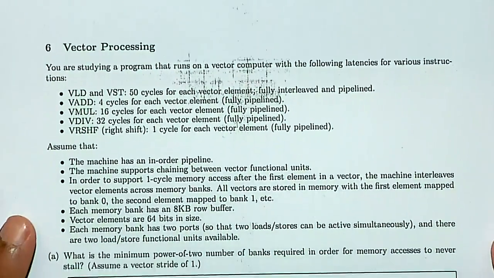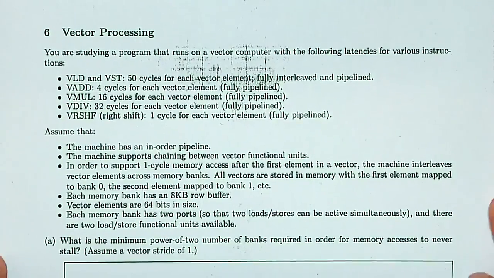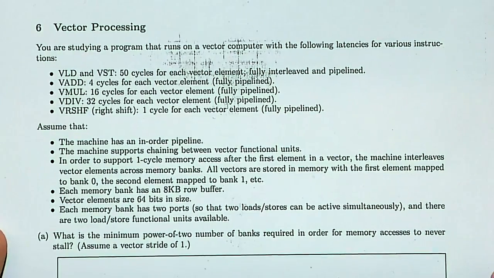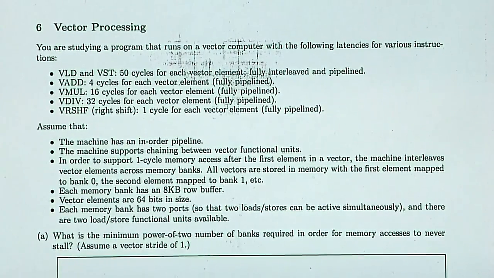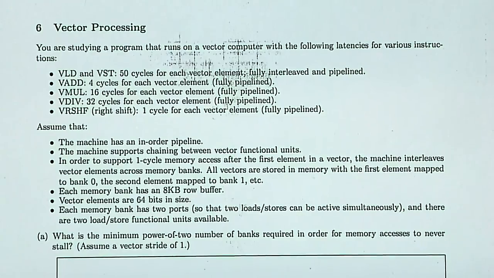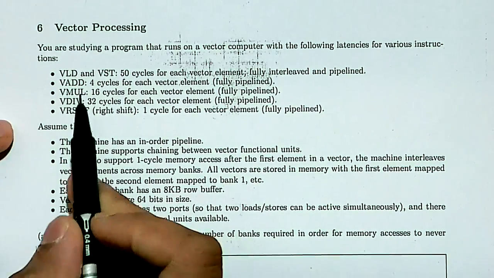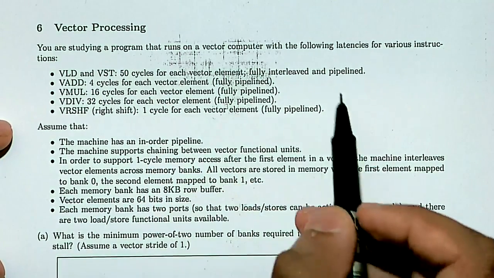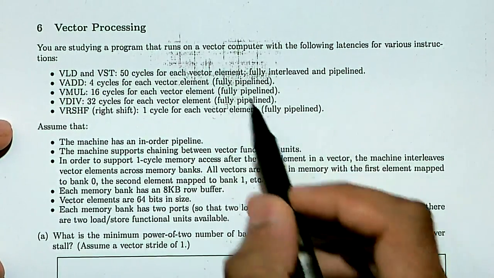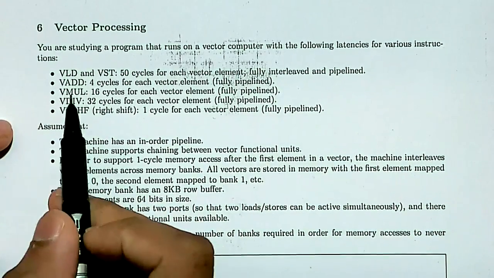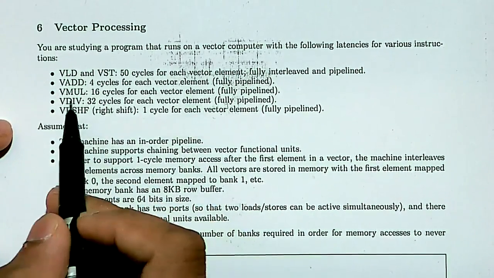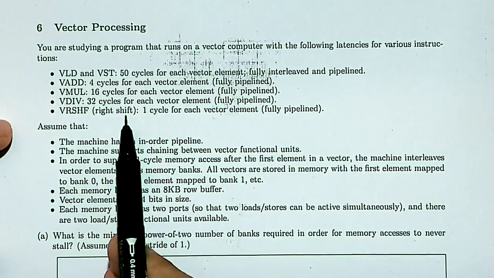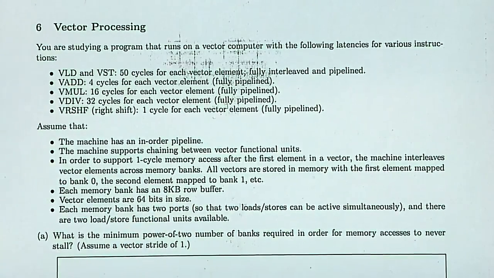Okay, so this is a question about vector processing. Again, there's a little bit of setup, telling you what constraints we have on this system. We have a program running on a vector machine with these latencies for these types of instructions. So let's go through them. A load and store take 50 cycles for each element, and they're fully interleaved and pipelined. We have an add that takes 4 cycles per element, a multiply that takes 16 cycles per element, a divide which is 32 per element, and then a right shift operation, which just takes 1 cycle for each element.